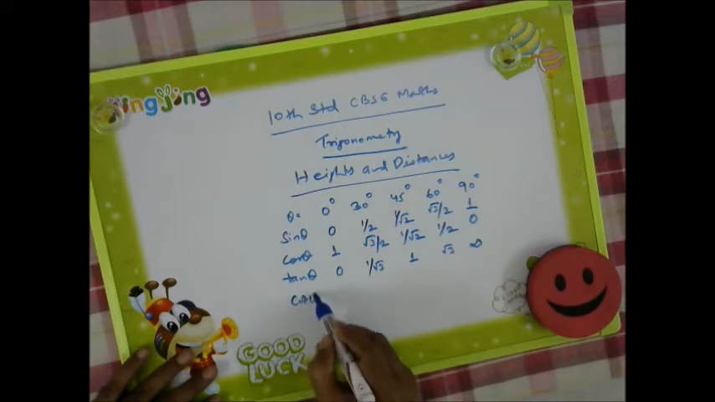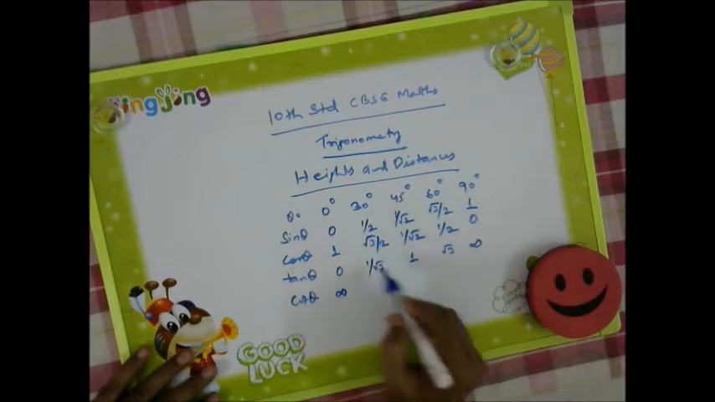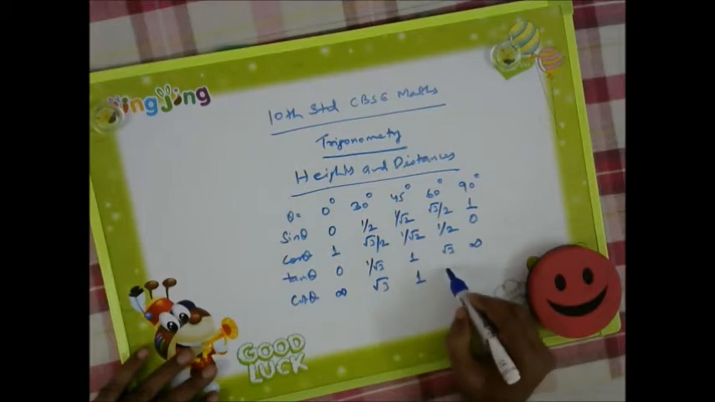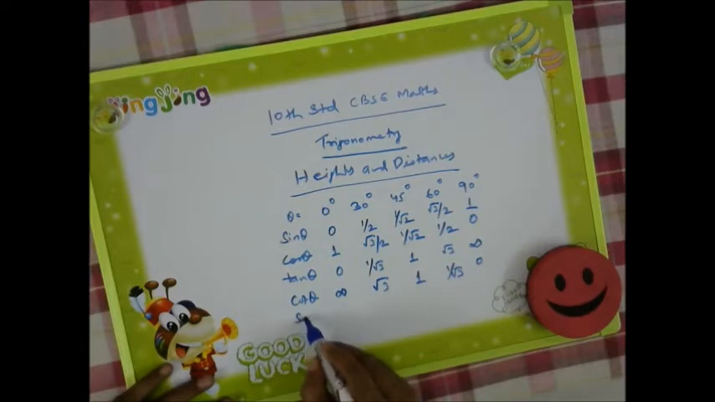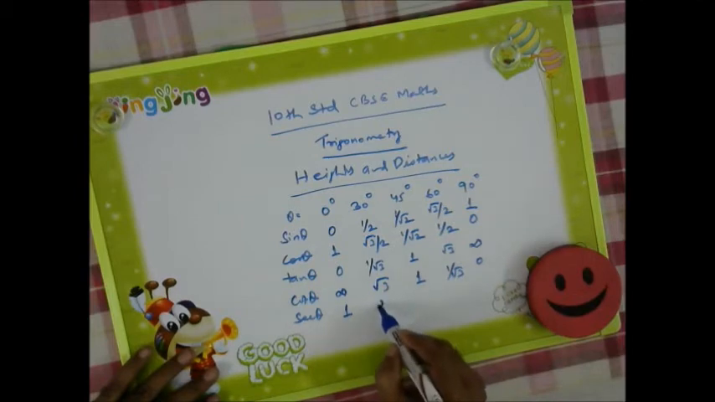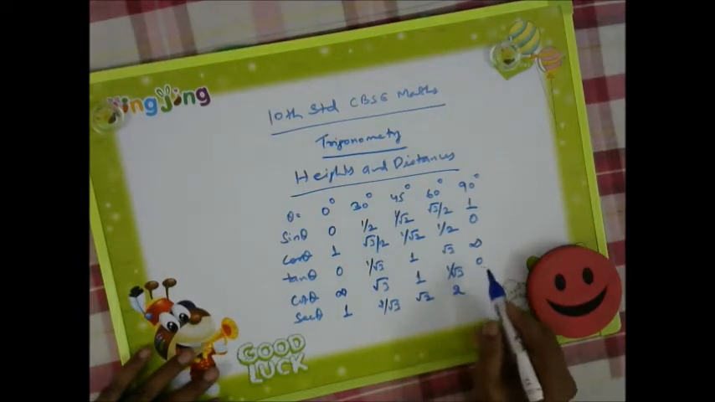Similarly, cot theta: cot 0 is infinity, cot 30 is root 3, cot 45 degree is 1, cot 60 degree is 1 by root 3, and cot 90 degree is 0. Similarly, secant theta is 1 by cos theta. So secant 0 is 1, secant 30 degree is 2 by root 3, secant 45 degree is root 2, secant 60 degree is 2, and secant 90 degree is infinity.